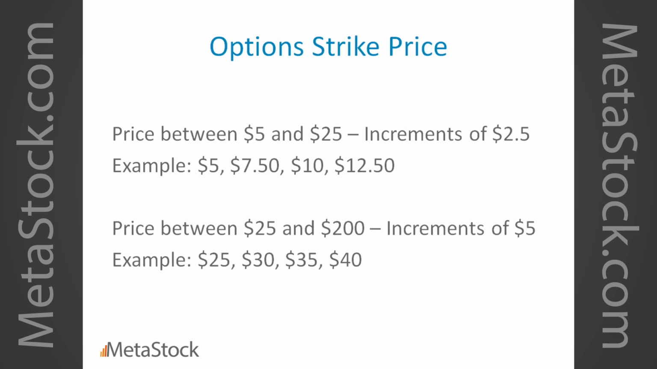What we look for with option strike pricing is if we have a security that trades between $5 and $25, it will trade in increments of 2.5. That's where our strike price comes in. So an example would be $5, $7.50, $10, $12.50. If the price of the security is between $25 and $200, then that strike price moves to increments of $5. So we'd move 25, 30, 35, 40, 45, 50, etc.